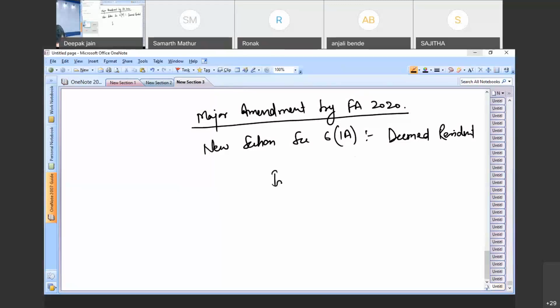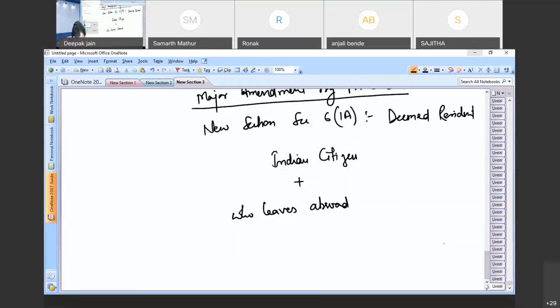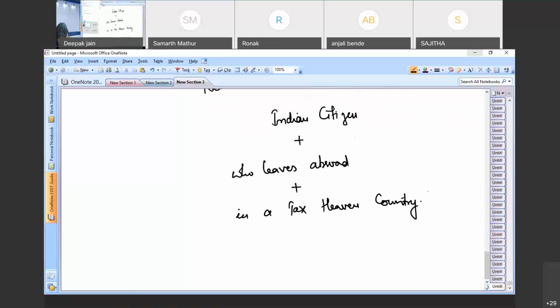Indian citizen who lives abroad in a tax haven country. What do you mean by tax haven country? A country where any type of income tax shall not apply. Tax haven country means tax free country. Examples: Mauritius, Cyprus, Dubai, Cayman Islands. These are examples, beta, Mauritius, Dubai, etc.